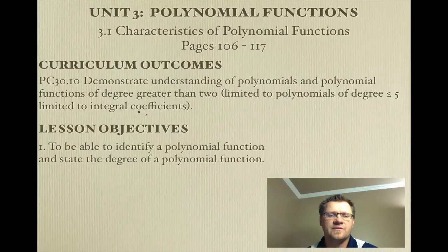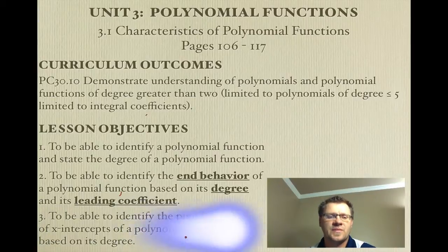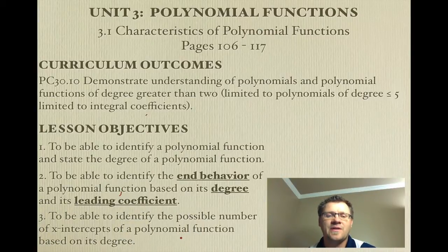Our lesson objectives, you need to be able to identify a polynomial function and state the degree of a polynomial function. You need to be able to identify the end behavior of a polynomial function based on its degree and its leading coefficient. And you need to be able to identify the possible number of x-intercepts of a polynomial function based on its degree.